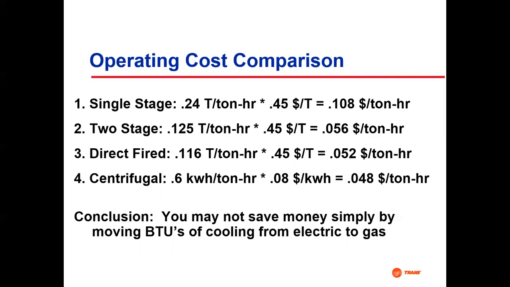How are we doing? We'll finish up this slide and then we'll get out of here. So the single stage is 0.24 therms per ton hour. That's our gas price per therm, so it's 10.8 cents per ton hour of refrigeration. For 12,000 BTUs of refrigeration, it costs 10.8 cents. For the two stage, it costs 5.6 cents. Ooh, that's better. For the direct fired, it costs 5.2 cents. Check this out. Now this is the centrifugal at 0.6 kilowatt hours per ton hour, times 8 cent power, that's 4.8 cents.